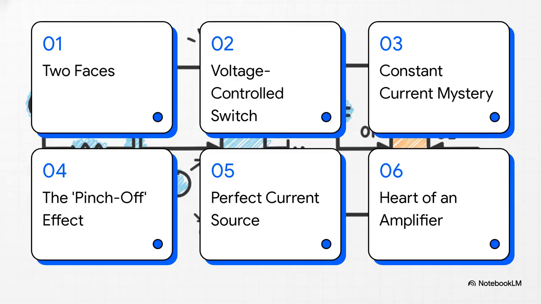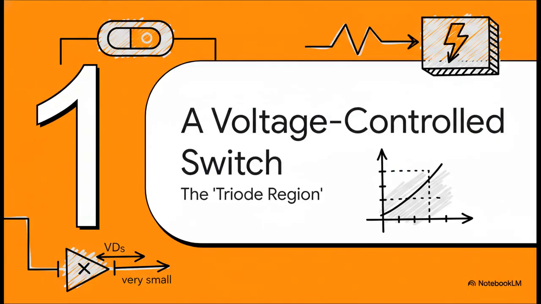So here's what we're going to do. We'll start with its familiar role as a switch. Then, we're going to stumble upon a really strange mystery that had early engineers scratching their heads. We'll solve that puzzle by looking at the physics inside the device, and when we do, we'll uncover its powerful second identity. All right, let's dive into the transistor's first personality.